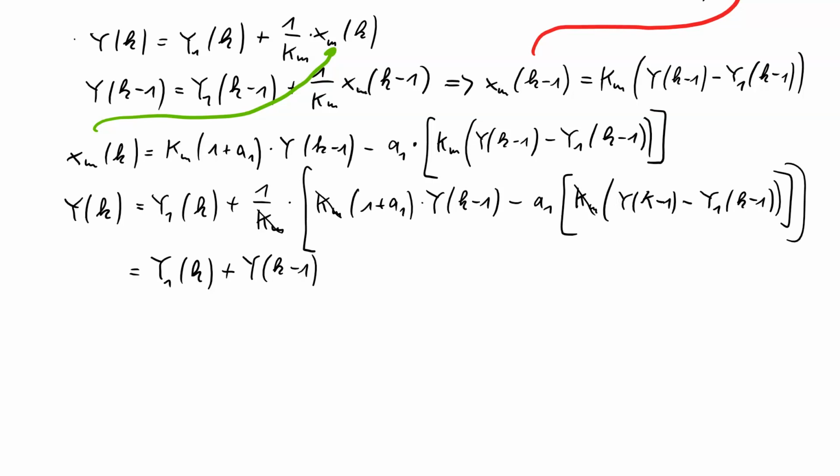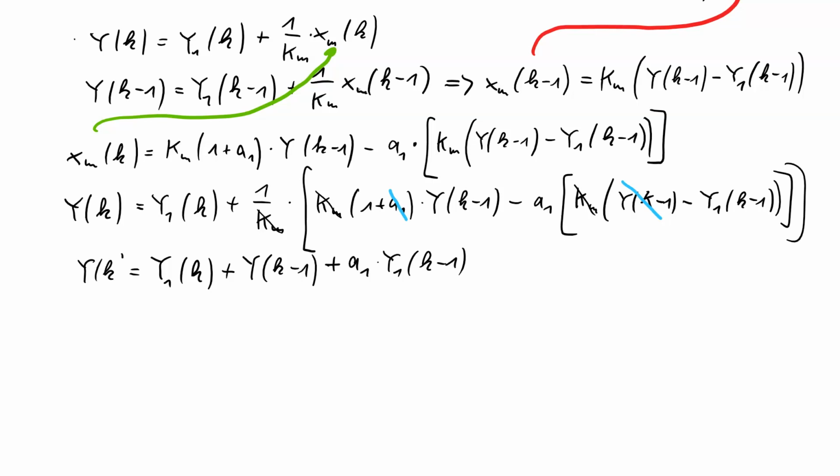So we can say this a1, let's do this in blue, this a1 times y of k removes this y of k minus 1. The last expression, which is the result, is 1 times y1 of k, minus a1 times minus y1 of k minus 1. So we have plus a1 times y1 of k minus 1.